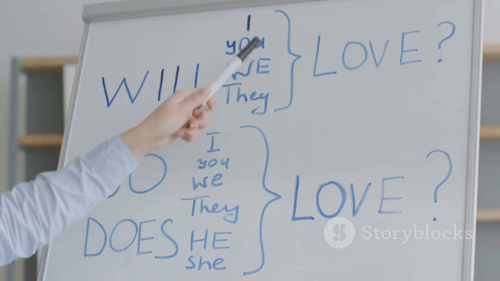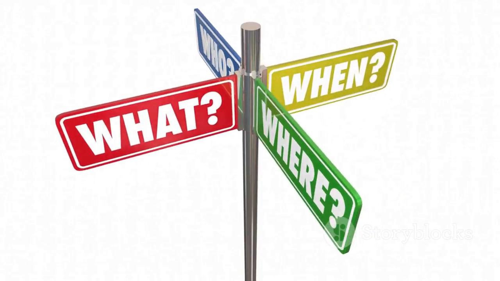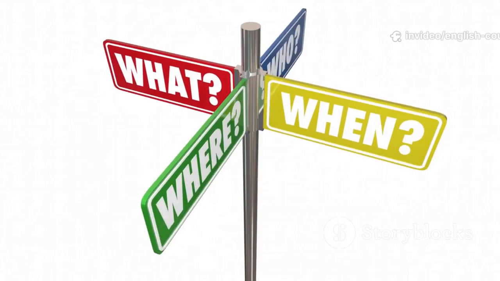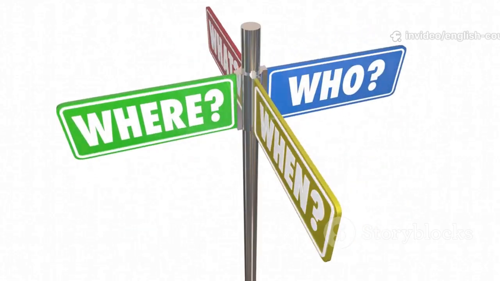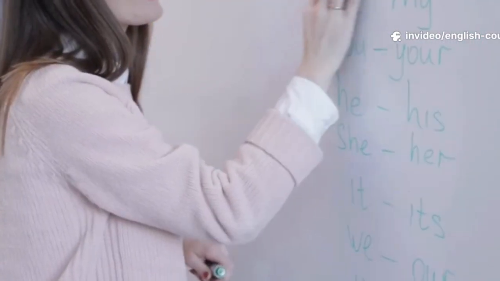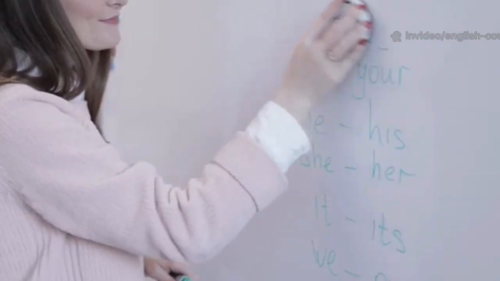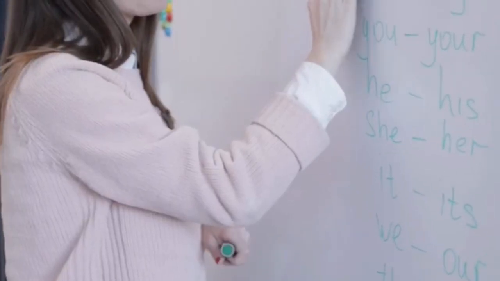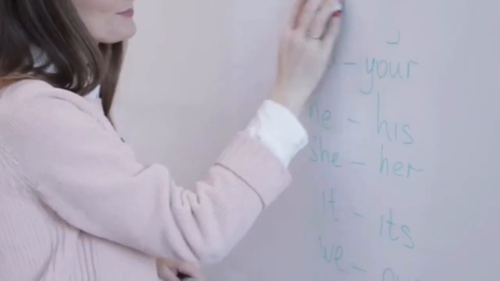Demonstrative pronouns, this, that, these, those, point to specific things. Interrogative pronouns, who, what, which, are used to ask questions. Relative pronouns like who and that connect clauses, and finally, indefinite pronouns such as someone or many refer to non-specific people or things. Now, for the most important part, practice.